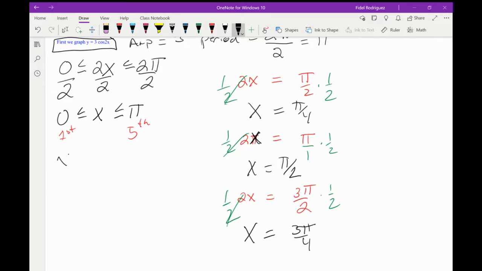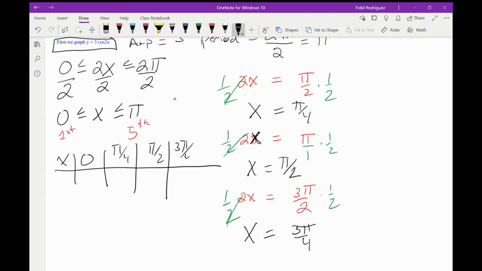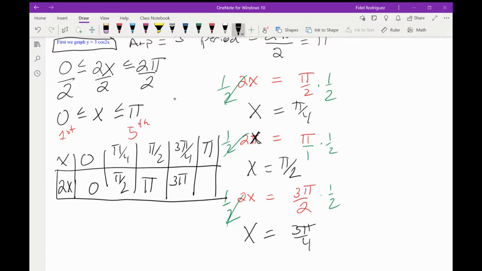All right, so guys, now let's go ahead and make our chart. So we have 0, we have pi over 4, we have pi over 2, we have 3 pi over 4, and we have pi. Okay. And since we have a 2x, I'm going to put a 2x here. This is going to be 0. These will be our standard values. And then we're taking the cosine of this.